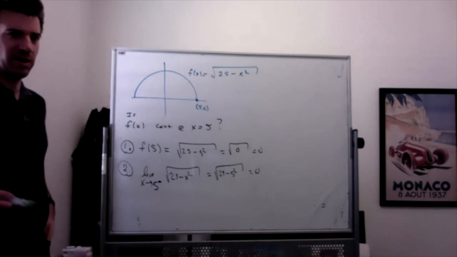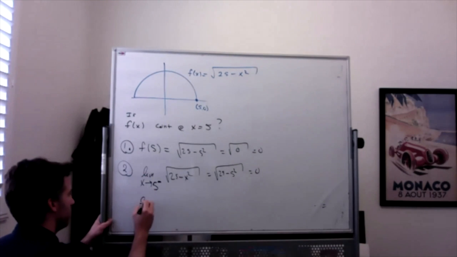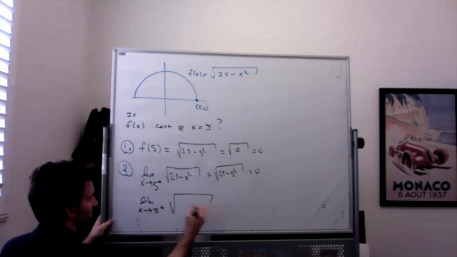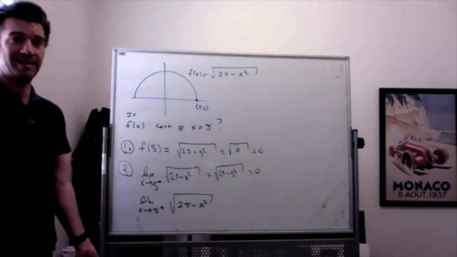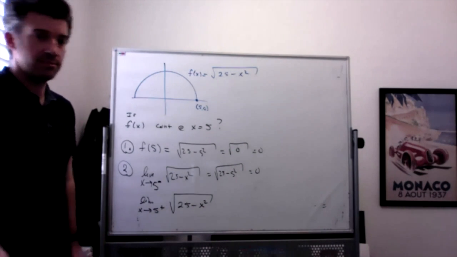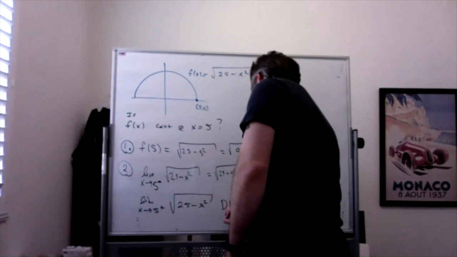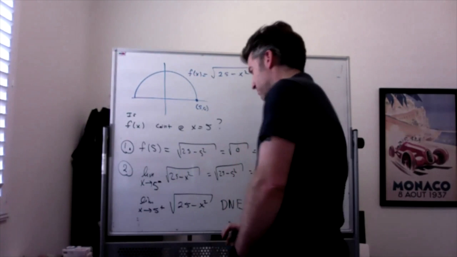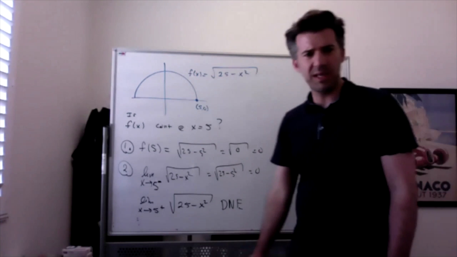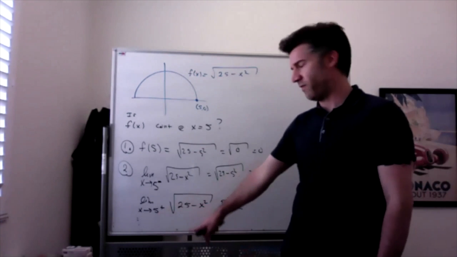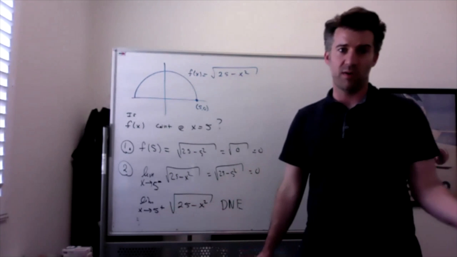Okay, now here's the weird thing. The limit as x approaches 5 from the right. And this is kind of a subtle point here. This limit does not exist. Why, you might ask, right? Still, it seems like I should be able to plug in 5, and 25 minus 5 squared is 0, and the square root of 0 is 0.